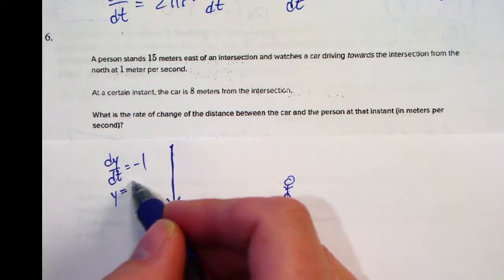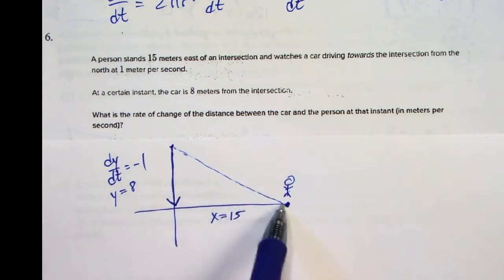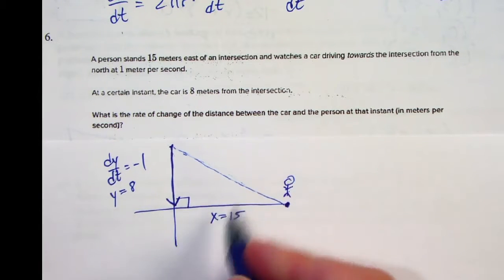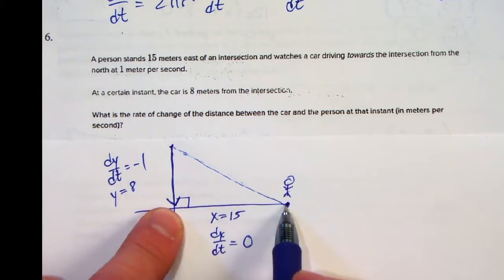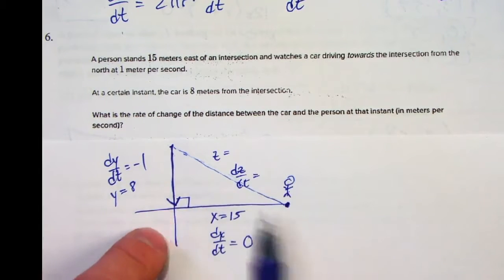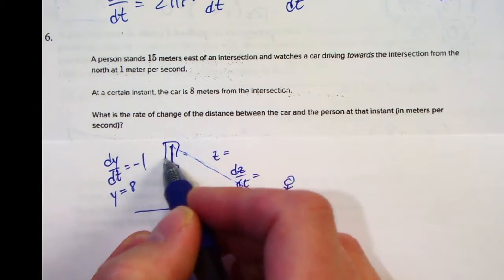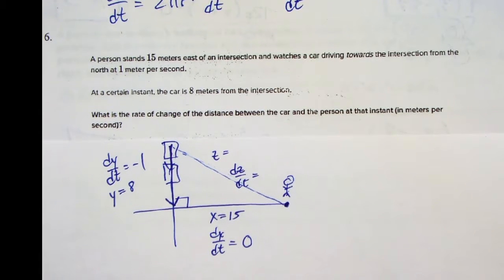Y equals 8 meters from the intersection, which means I've got a right triangle here. Dx dt is 0, because this person and this intersection, the distance between those two things is not changing. And then I've got z to worry about, and dz dt is actually what I'm looking for. So I'm looking for the distance from the car, I guess the car's up there, to the person, like how much is changing. So first I got to find z, which is just Pythagorean theorem.